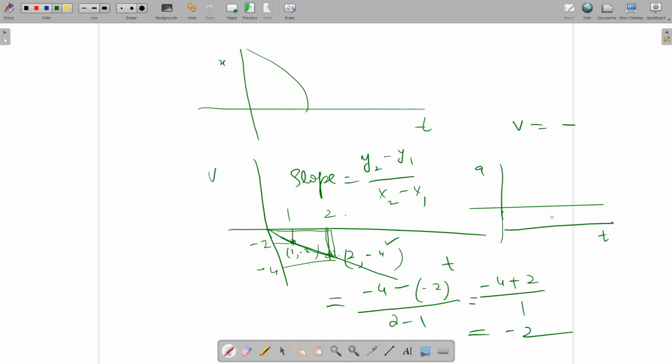Yes, acceleration is negative here. In this case, acceleration is negative. Even if the slope is increasing, the acceleration will be negative. Okay, I'll give you one conclusion. See this one.